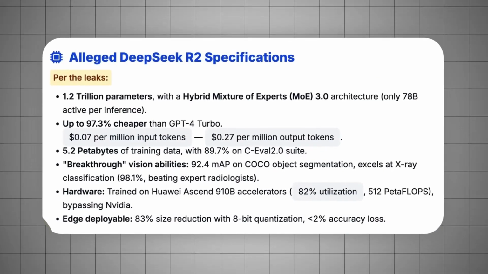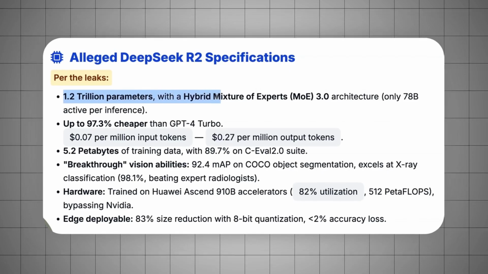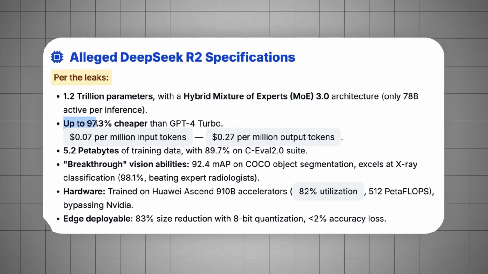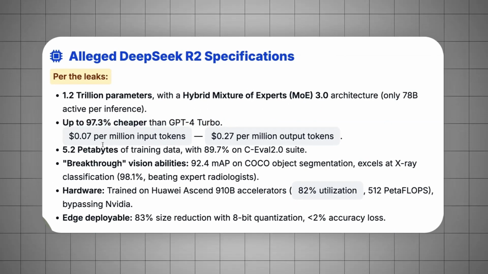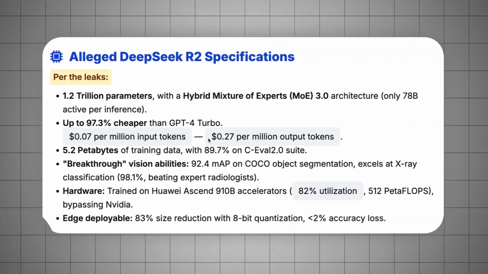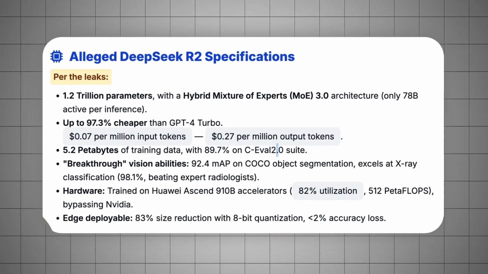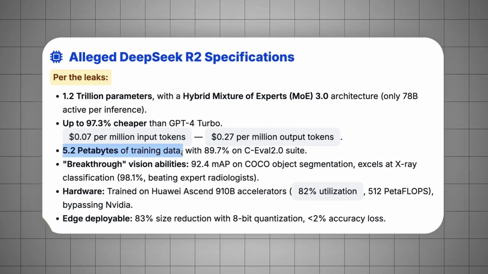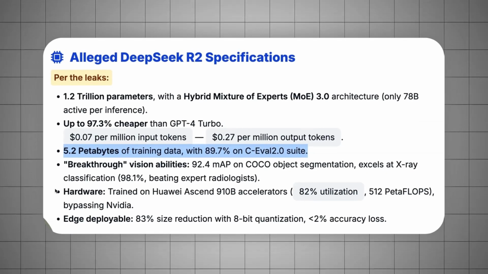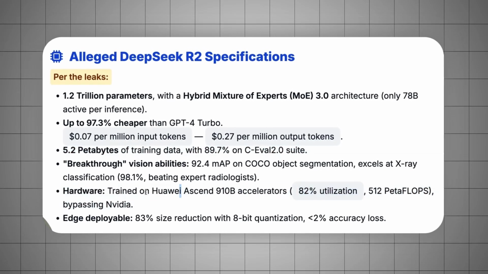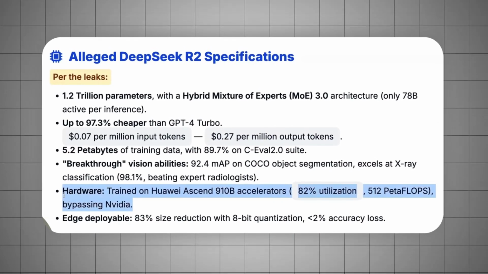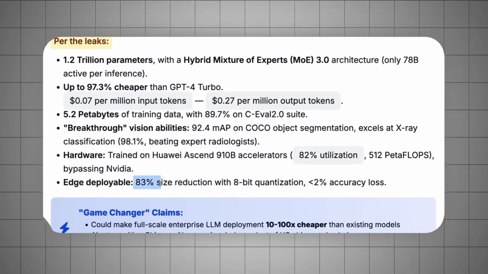So here's the full details of the leak. 1.2 trillion parameters with a hybrid mixture of experts model, 3.0 architecture, and also up to 97.3% cheaper than GPT-4 Turbo. So that's $0.07 per million input tokens compared to GPT-4 Turbo, which is $0.27 per million output tokens. It's based on 5.2 petabytes of training data with 89.7% on the C-Eval 2.0 suite. The interesting thing here as well is the hardware used. So it's trained on Huawei's Ascend 910B accelerators, which bypass NVIDIA. And it also has an 83% size reduction.